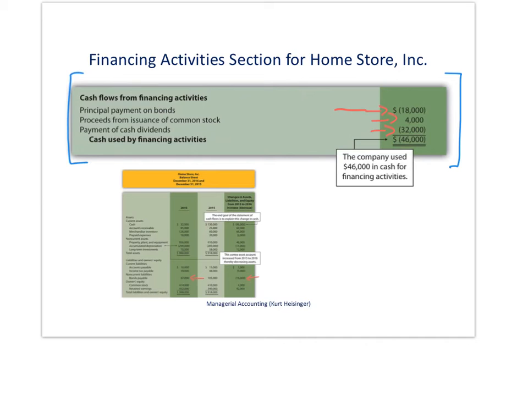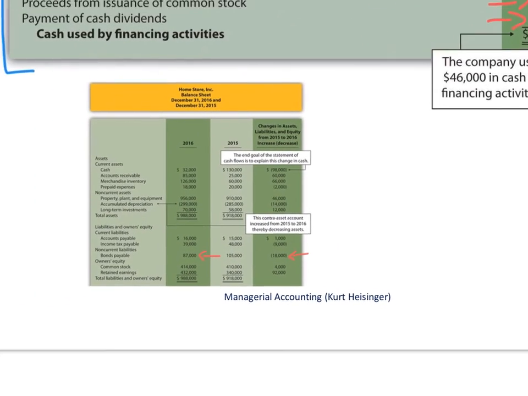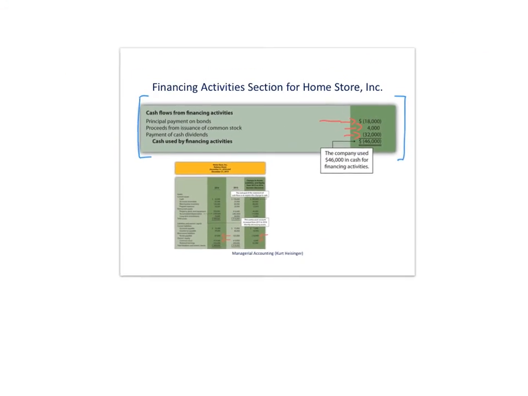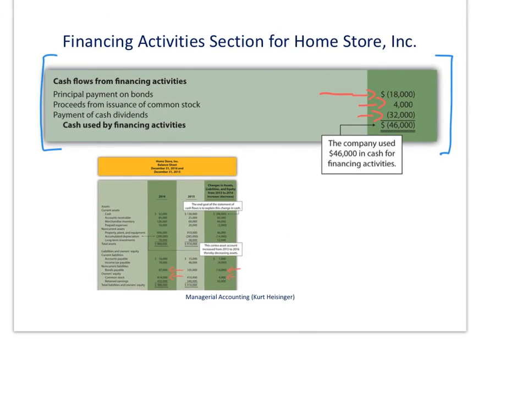And then let's take a look at one more line item. We also issued common stock, and you'll see that down here. The stock balance went from $410,000 to $414,000, so it went up by $4,000. And if we go up here, you'll see that in the second line item, cash came in: we issued stock, and cash went up by $4,000. And then we paid cash dividends, and we'd have to track that down in our records, but we paid cash dividends of $32,000 as well, and so that's cash out. What that means overall is that the company used $46,000 in cash for financing activities.